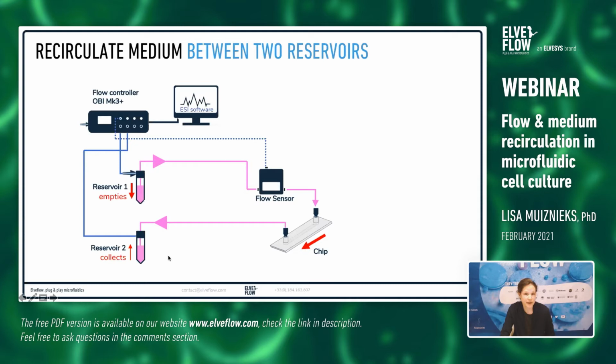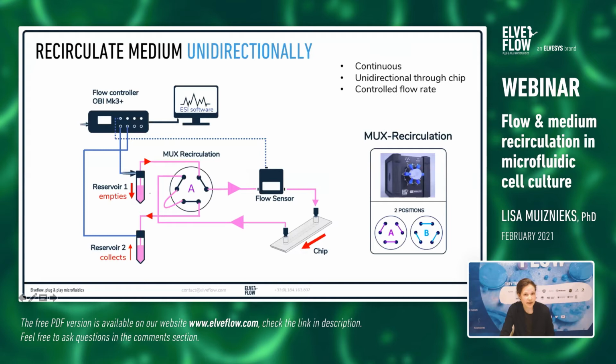But if you were to simply flow the liquid back from reservoir 2 in this configuration, the liquid would be pushed back through the chip in the opposite direction to which it came. To avoid this, we add a MUX-recirculation with a rotary valve. The valve has two positions for guiding the path of flow. In position A, liquid is pushed from reservoir 1 through the chip in the direction of the arrow and collects in reservoir 2. In position B, liquid is pushed from reservoir 2 through the chip in the same direction as before and collects in reservoir 1.